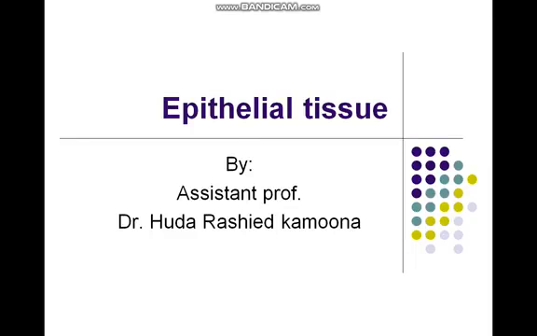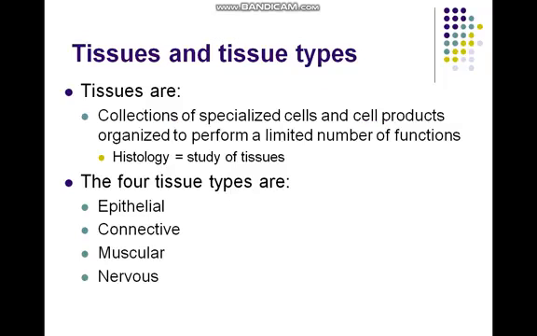Our lecture today is about the epithelial tissue. Tissue and tissue types in a human body. They are collections of specialized cells and cell products that organize to perform a specific function. And histology is the science of the study of different organs and tissues in the body. It's also called microscopic anatomy, since it deals with the structures and ultrastructures of the cells and organs.